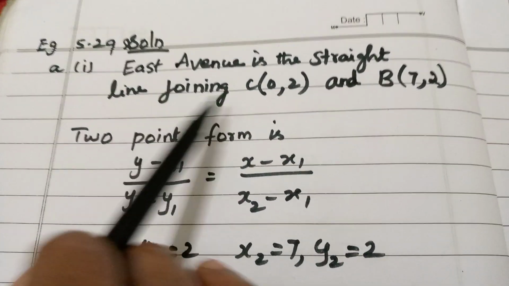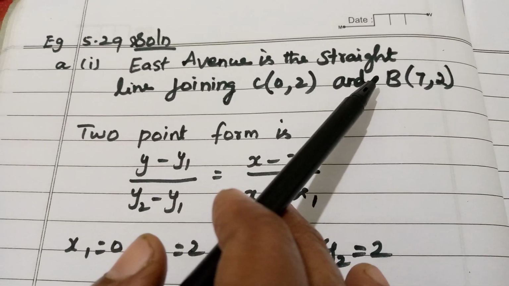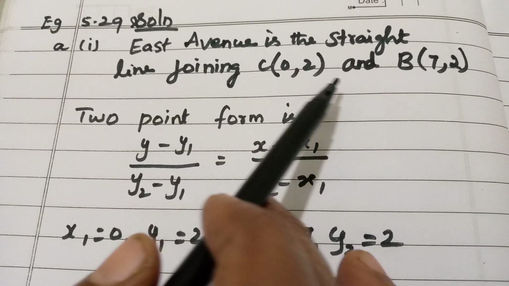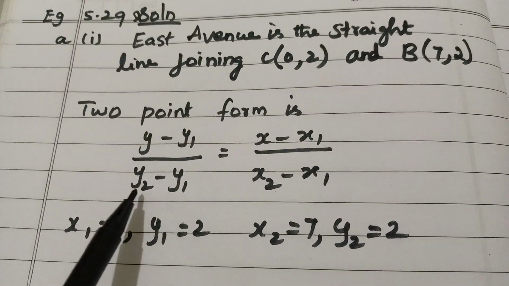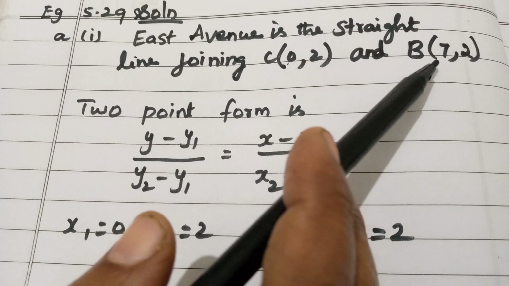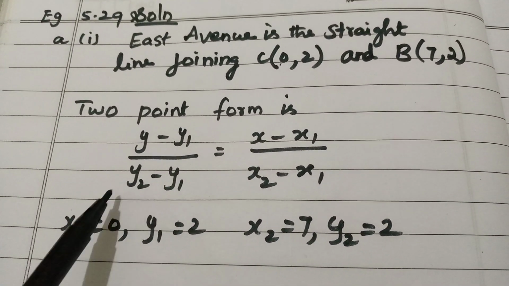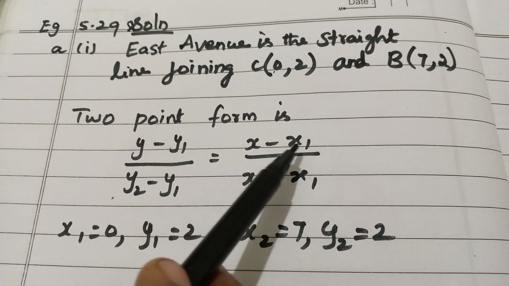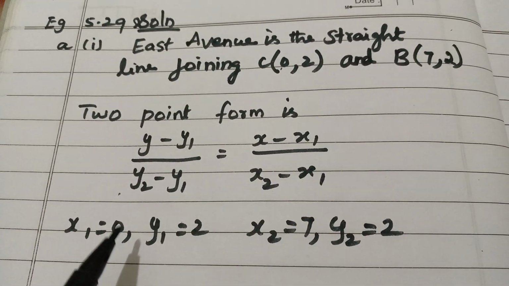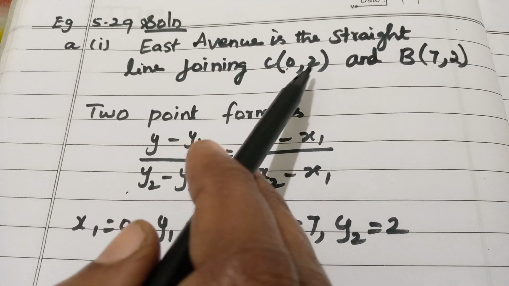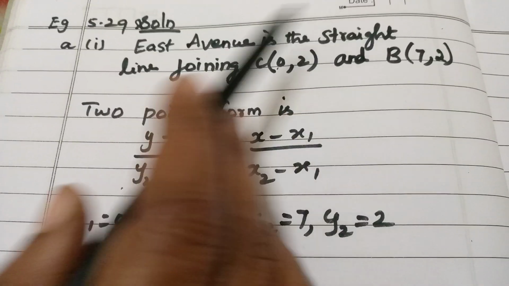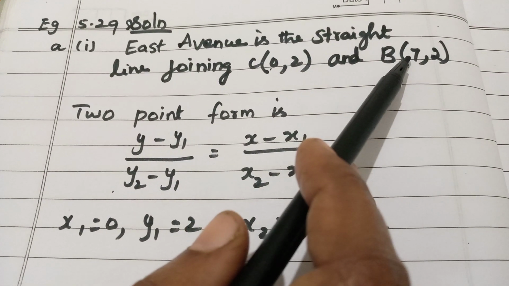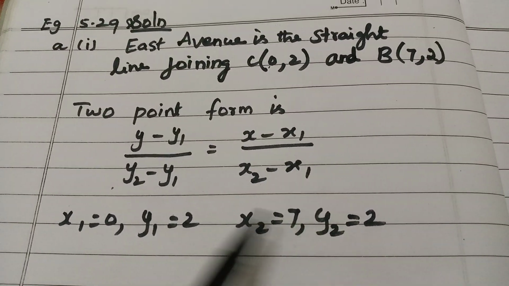East Avenue is the straight line joining C(0, 2) and B(7, 2). To find its equation, we can use the 2-point formula. What is the 2-point formula? Do you remember, when there are 2 points and they ask to find the equation of a straight line, we use (y minus y1) by (y2 minus y1) is equal to (x minus x1) by (x2 minus x1). Here x1 equal to 0, y1 equal to 2, and x2 equal to 7, y2 equal to 2. Let us substitute these values in this formula.